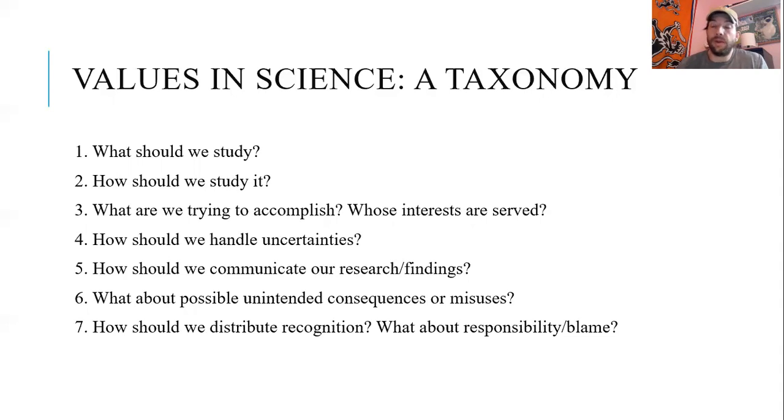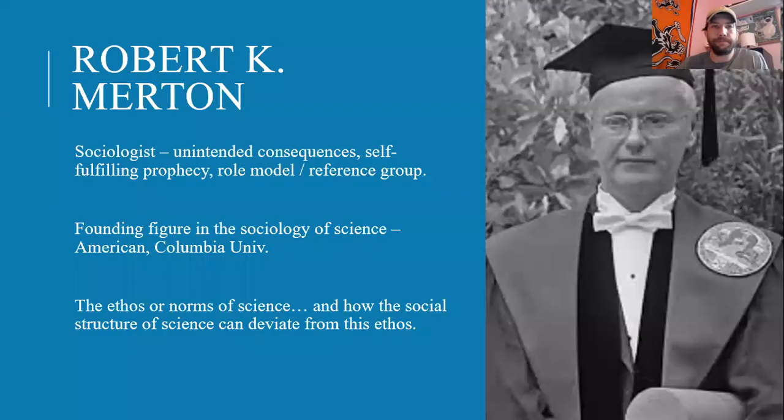And then how do we distribute recognition for the good things that happen in science? Who should get credit, right? And what about the bad things that might happen? How do we distribute responsibility and blame for those? So these are just to get you thinking a little more concretely about all the ways in which ethical questions and values are necessarily woven throughout science, right?